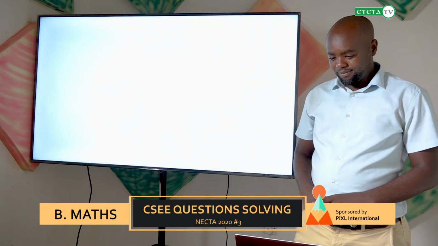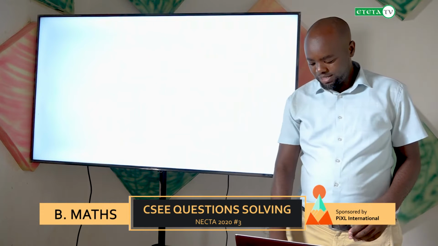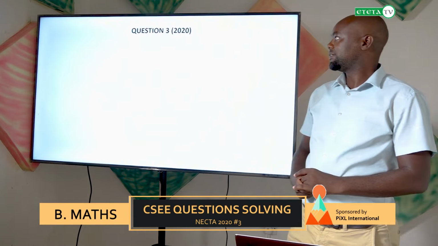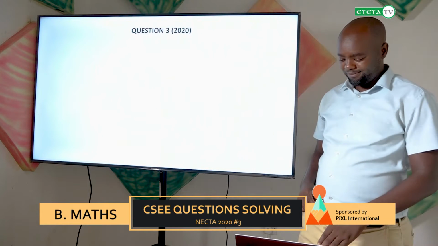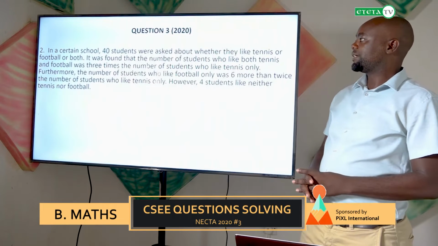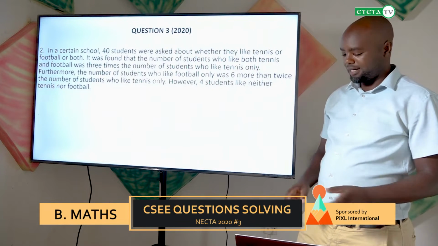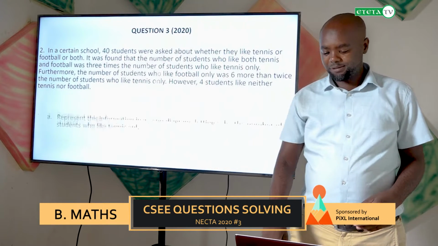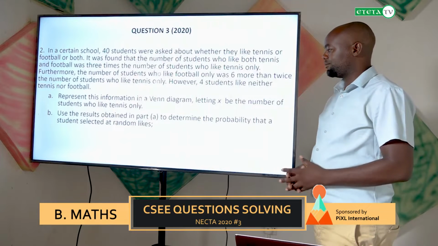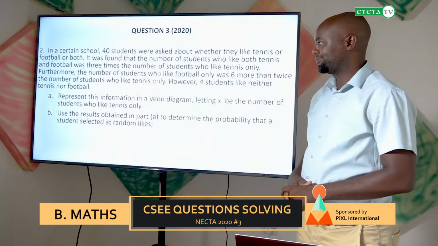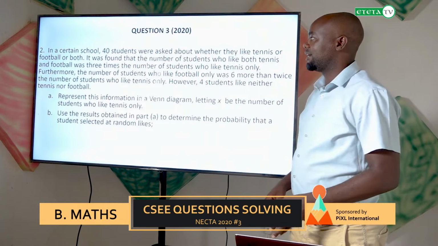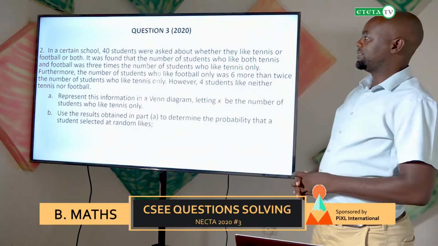Being here today, I have some questions which appeared in national exams in 2020. The question was number 3. This question is from the topic known as set, and at the same time, part B, the knowledge you are supposed to use is from the topic known as probability. So let us read the question first so everybody can understand what the question needs.